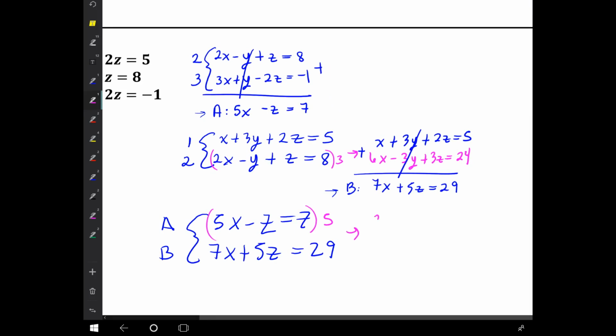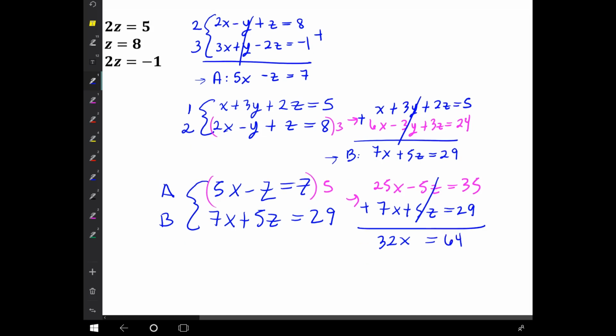And that would give us 25x minus 5z is equal to 35. And my other equation, which was 7x plus 5z equals 29, I can add to that. 25x plus 7x is 32x. Negative 5z and 5z eliminate. 35 and 29 come out to be 64. Divide by 32, and what do we get x to equal? 2.